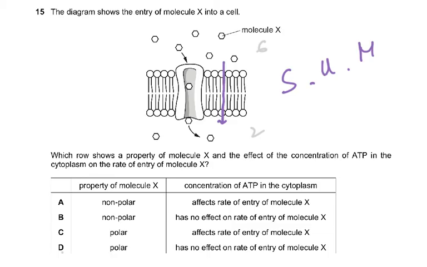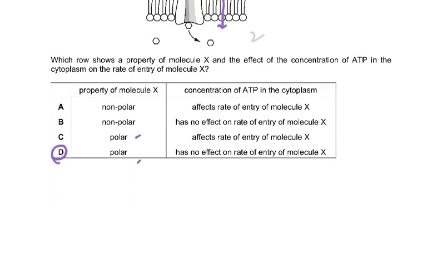If they're small, if they're uncharged, that means they're not polar. Now, if it's going through a channel protein, it has to be polar. So it has to be either this or this. And ATP, because this is facilitated diffusion, is a passive process. So the concentration of ATP has no effect. So that is why the answer is D, has no effect on the rate of entry of molecule X.